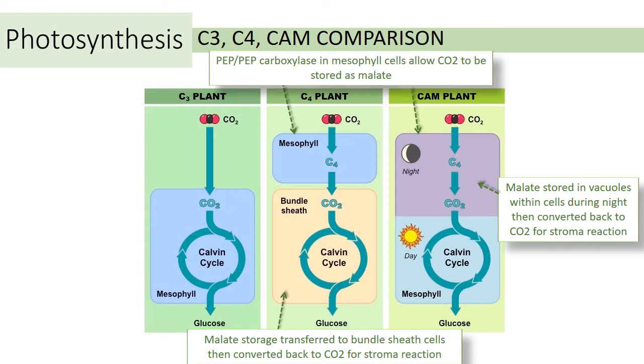Here you see C4, where we have the PEP carboxylase fixing carbon into malate and then being transferred into the bundle sheath cells, where they will then go through the stroma cycle. On the CAM plant, you see the difference between night and day, but we're in the same exact mesophyll cell. Here, malate is formed by PEP carboxylase as well, and then stored in a vacuole overnight to be used for the stroma cycle during the day to fix the carbon into sugars.